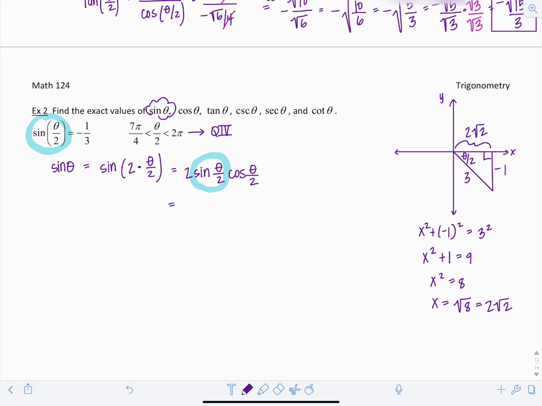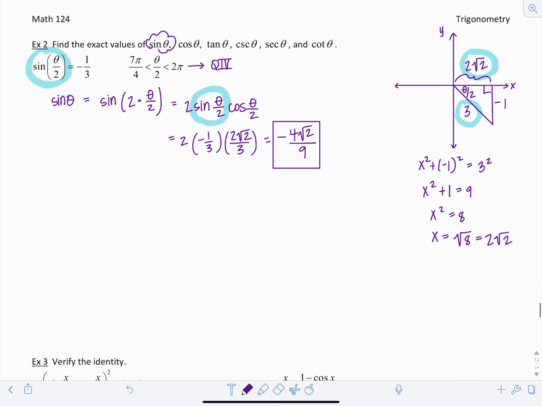Okay, and then now we can go ahead and figure out what all the values are. So I have 2 times sine of theta over 2, that's negative 1/3. And then cosine theta over 2. So cosine theta over 2 is going to be the adjacent side over the hypotenuse. So that's going to be 2 rad 2 over 3. All right, let's see. Does anything cancel out? No. So we're going to have negative. Now, the 2 times 2, that's outside the radical. So that's going to be 4 rad 2 over 3 times 3 is 9. All right, beautiful.